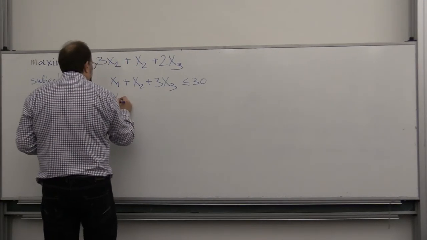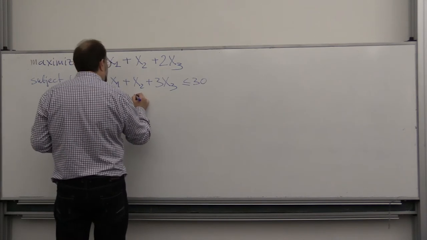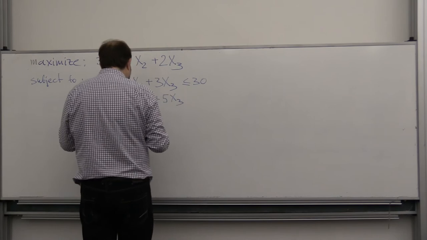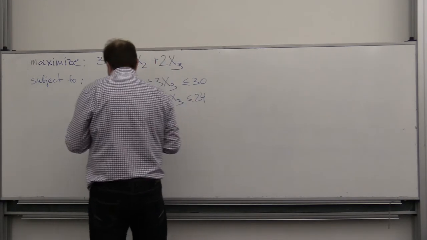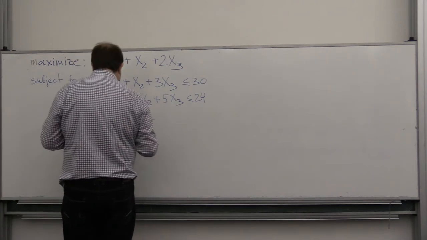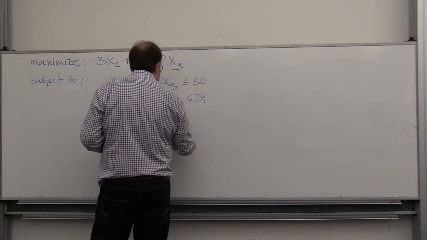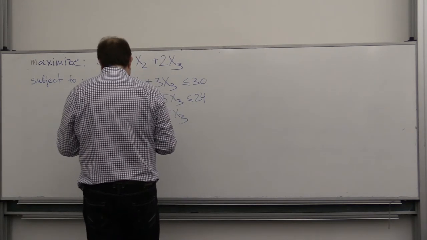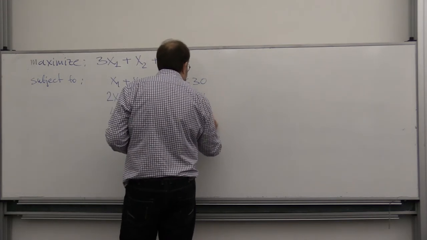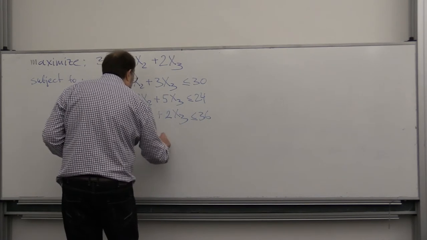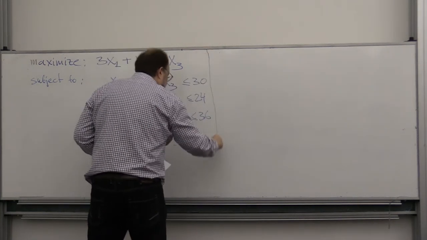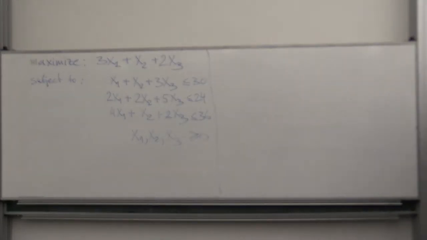then 2x1 plus say 2x2 plus 5x3 is smaller or equal than 24, and then 4x1 plus x2 plus 5x3, oops, sorry, 4x1 plus x2 plus 2x3 is smaller or equal than 36, and of course x1, x2, and x3 should be bigger or equal than 0. So this is a typical simple linear programming problem.